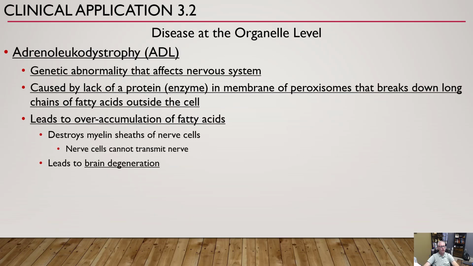All right, adrenoleukodystrophy, ADL. It's a genetic abnormality. It also affects the nervous system. Basically, we're dealing with peroxisomes or the membrane of peroxisomes. Basically, we can't break down long chains of fatty acids, and eventually those fatty acids are going to accumulate over time. And again, it's going to destroy the myelin sheath.